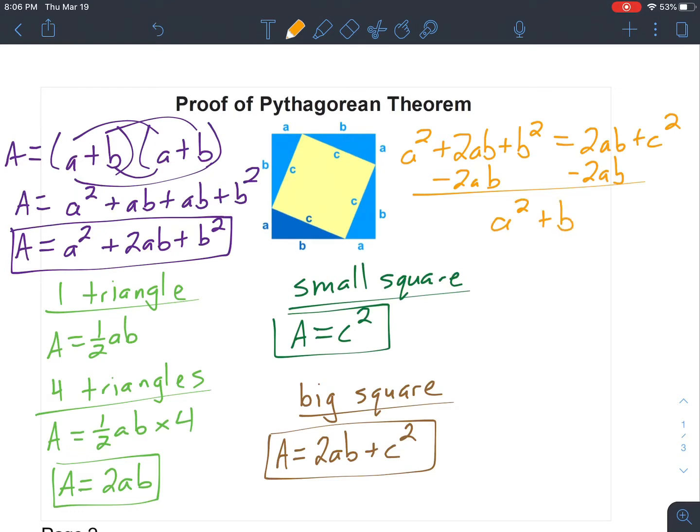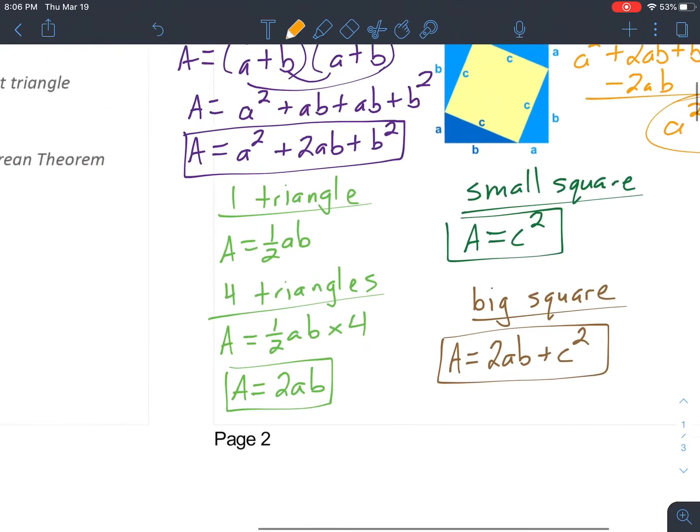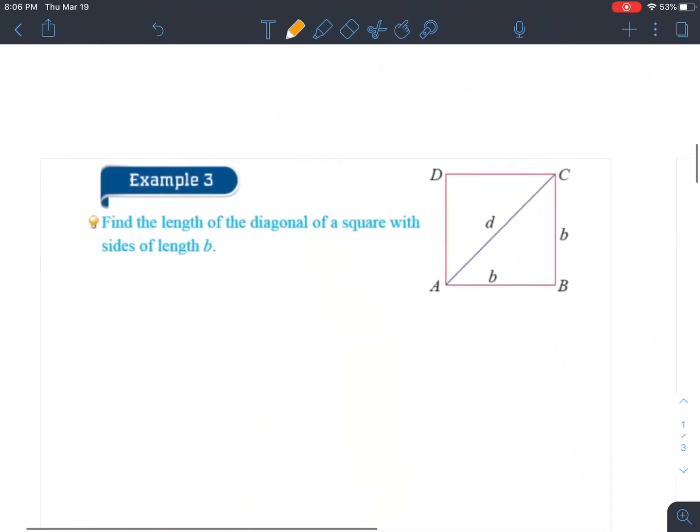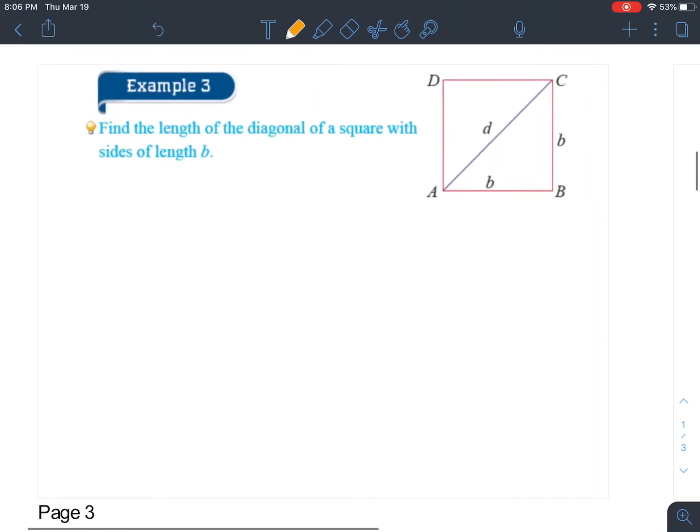We can subtract 2ab from both sides, and now you'll see it. We have found that a squared plus b squared is equal to c squared. And that's the Pythagorean theorem.